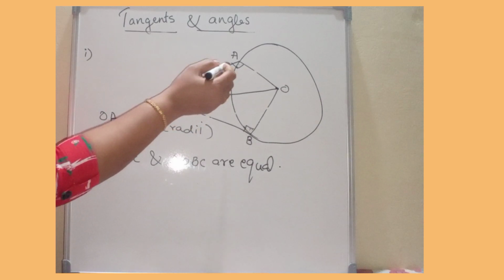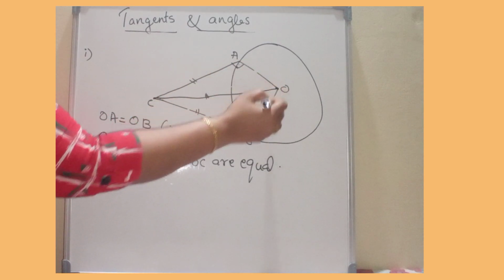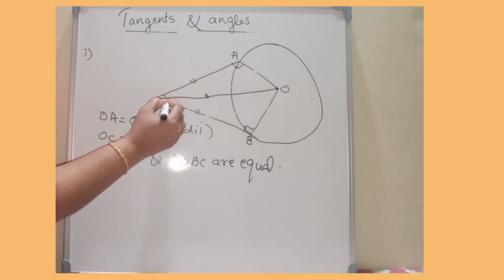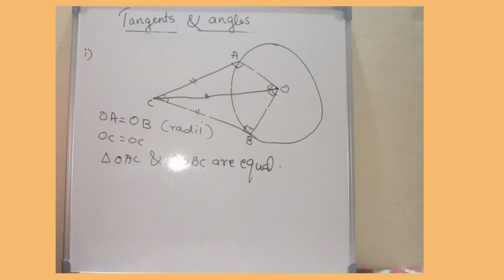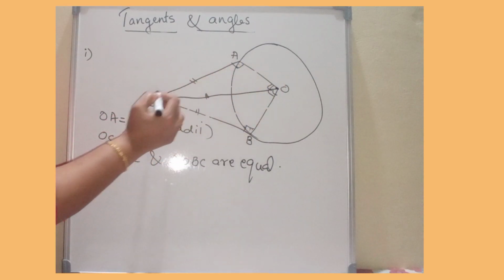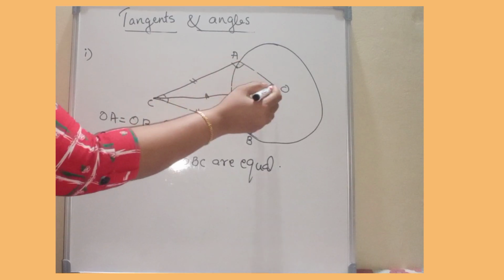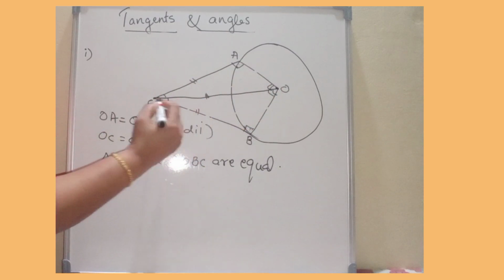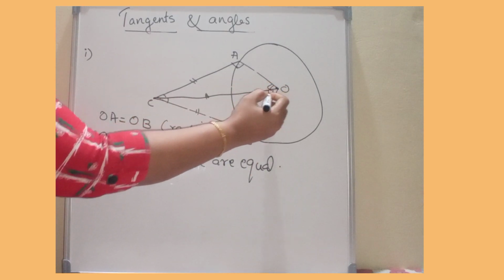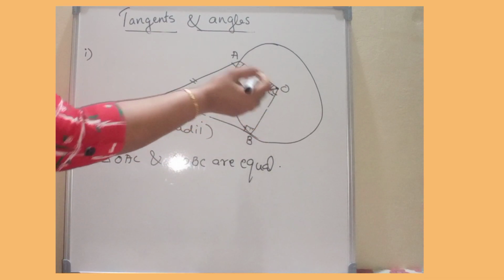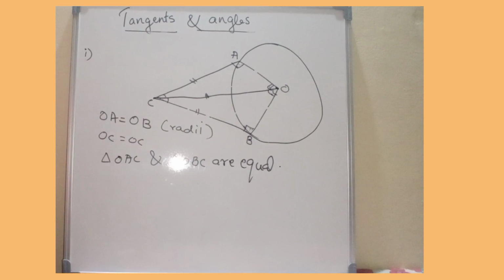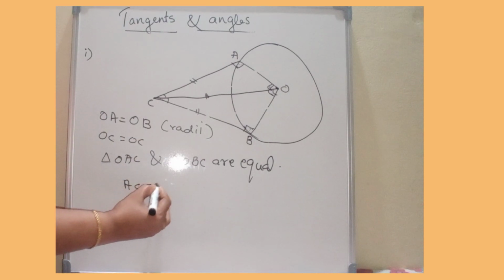Similarly, we have the triangles are equal, then OA and OB are equal, then the angles opposite these two sides are equal. Similarly, we have these two angles are equal. Okay, then this side AC is the side opposite to angle AOC, and this side BC is the side opposite to the angle BOC. So we know that in equal triangles, the sides opposite to equal angles are equal. We have these two angles are equal, then the sides opposite to them are also equal. So we can say that AC and BC are equal.